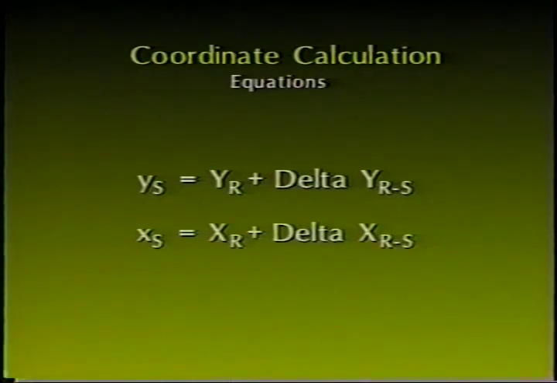X of S equals X of R plus delta X of RS. This next graphic presents an application of equations we have just looked at. A short while back in the presentation, I showed you a graphic of latitudes and departure tabulation that did not close very well. Well, behind the scenes, I adjusted the misclosure out of the figure by a method you will share in one of the later videos of the series.